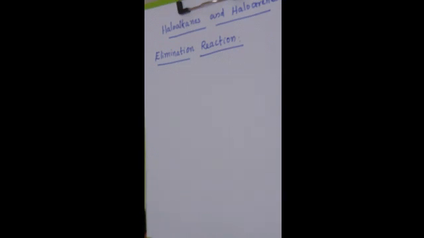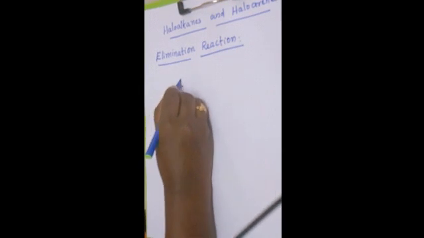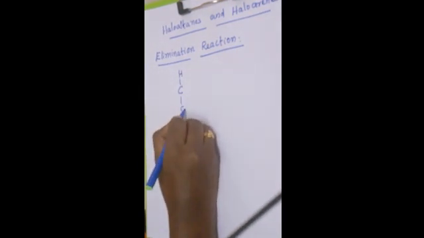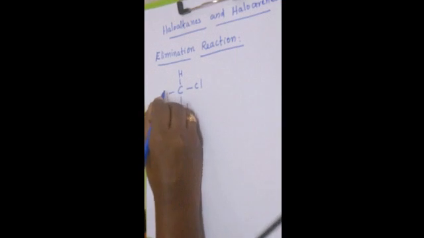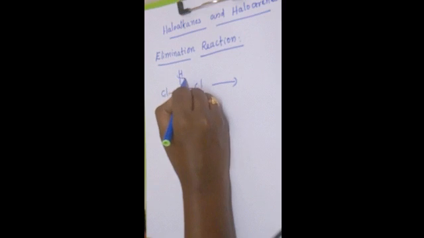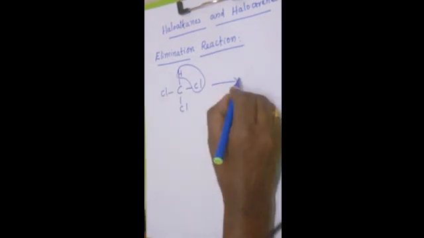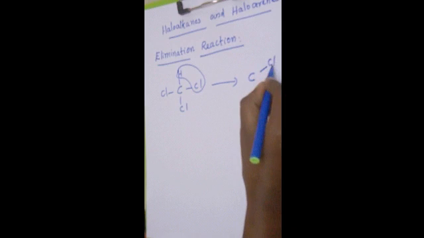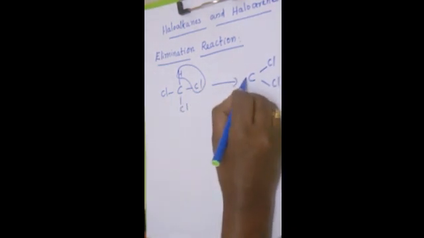For example, CHCl3. Here HCl will be removed from here. So we get CCl2 with a lone pair of electrons present. In elimination reactions, groups on adjacent carbon atoms are removed, resulting in the formation of a double bond.